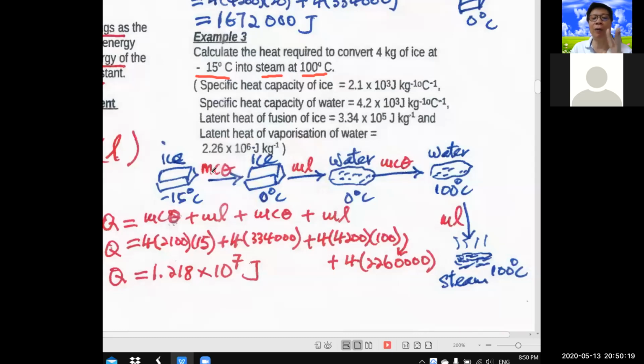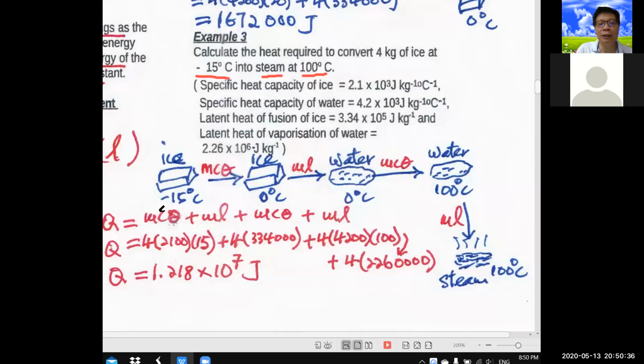Okay, so you have 4 stages. You add up mcθ, ml, mcθ, ml, all here: 1, 2, 3, 4. So you add up. You see here one by one now. Why did I put the numbers like that? I hope you can understand now. You look at it now.